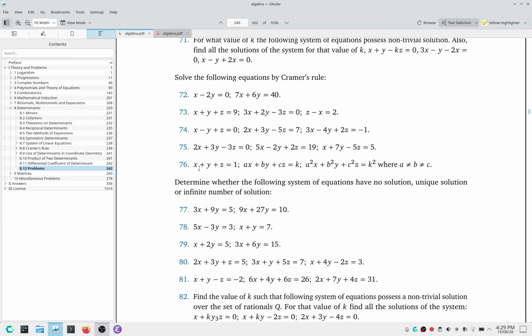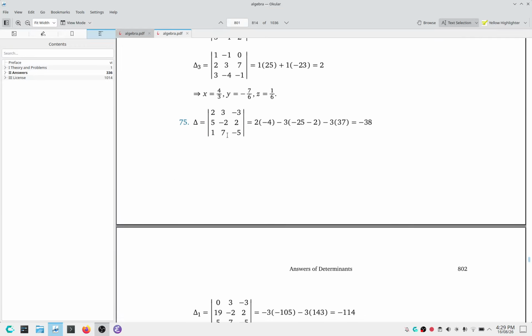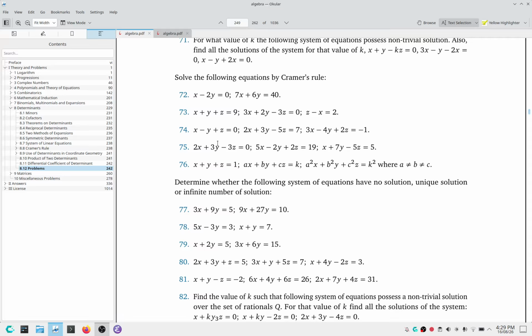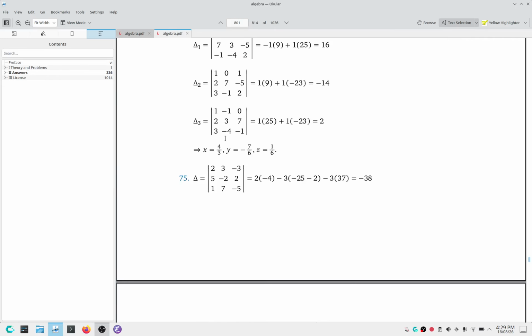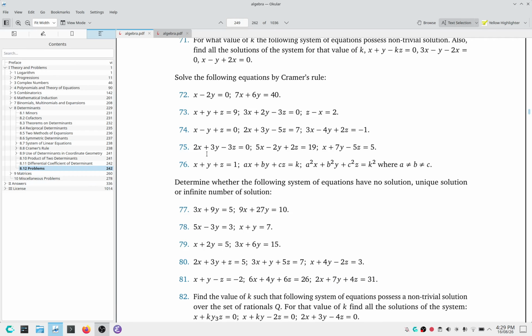Question 76 says that we have to solve these equations. x plus y plus z is equal to 1, ax plus by plus cz is equal to k, a square x plus b square y plus c square z is equal to k square, where a is not equal to b is not equal to c. Oh wait, we had to do 75, I read 76.